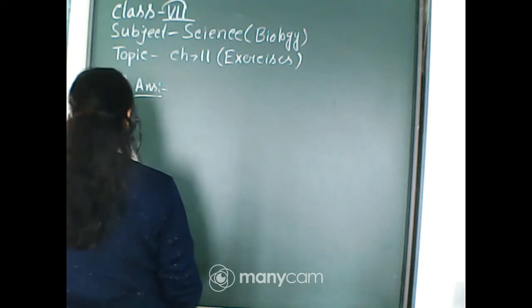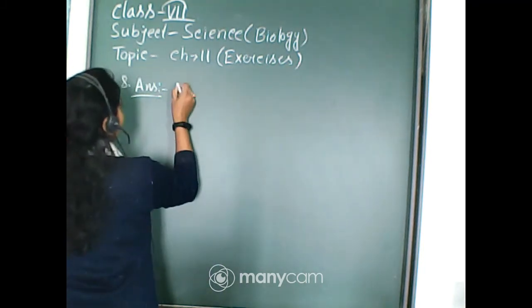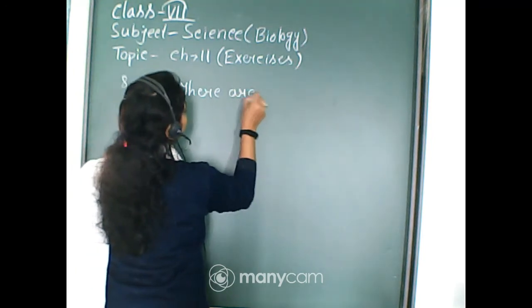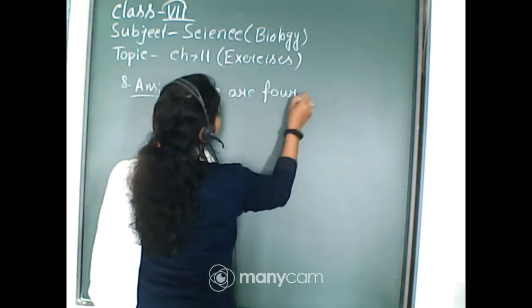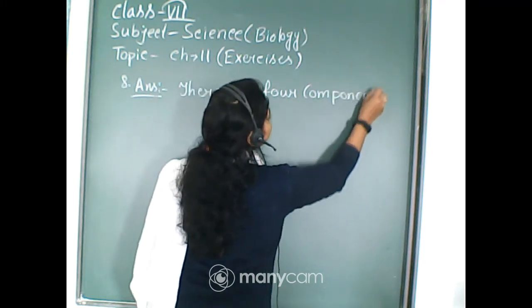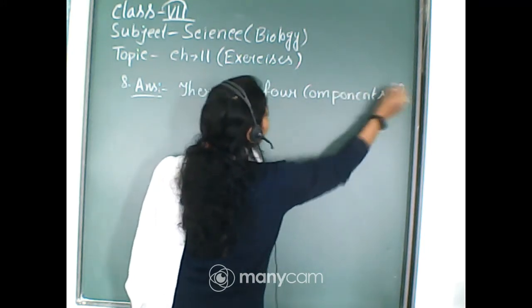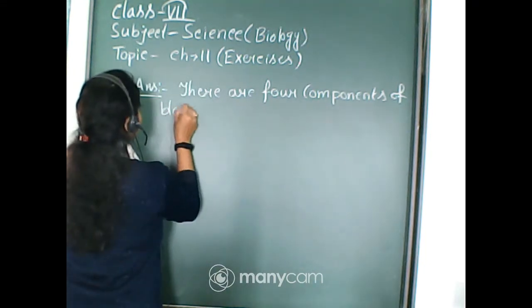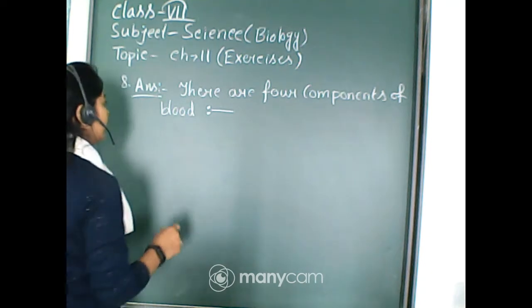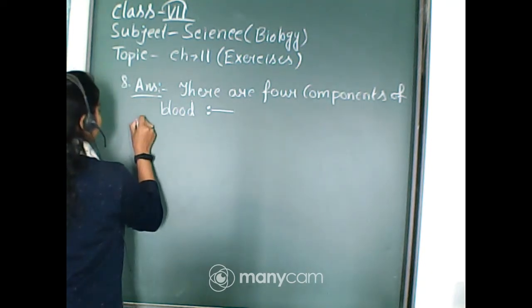You can write this way. There are 4 components of blood, okay. Now you can write point-wise.